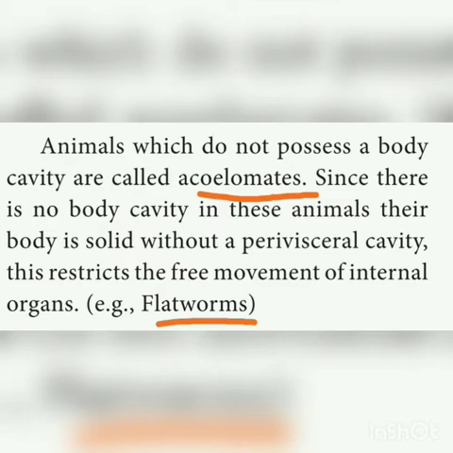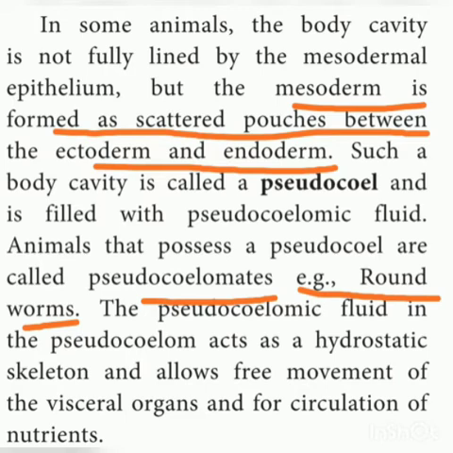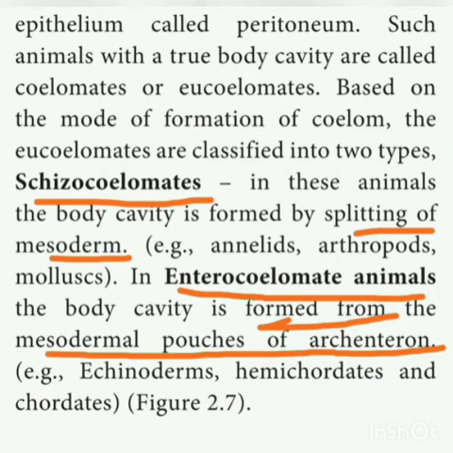And then pseudocoelomate. Pseudocoelomate means they have a false coelom. That means the body cavity is not fully lined by mesodermal epithelium. Mesoderm is found scattered as pouches. Okay, ஆ? Eucoelomate is differentiated into two, schizocoelomate and enterocoelomate. This is a very important 2 mark.